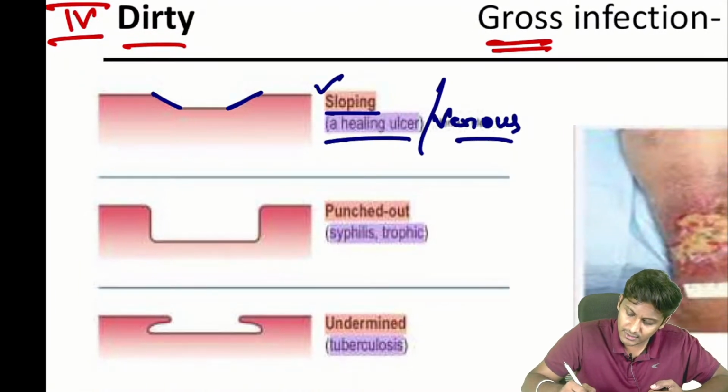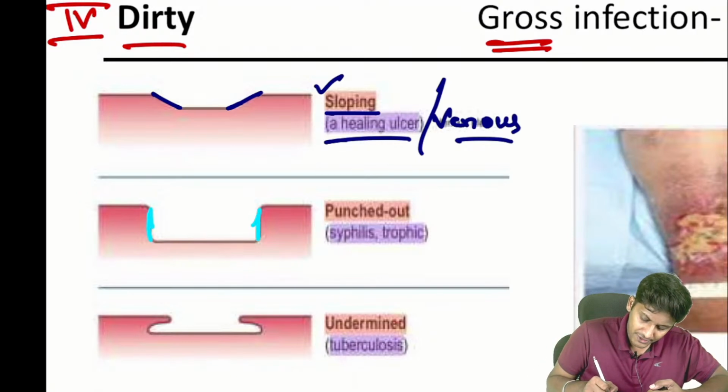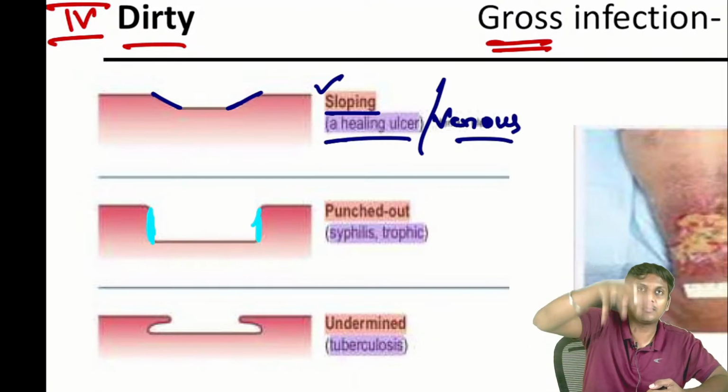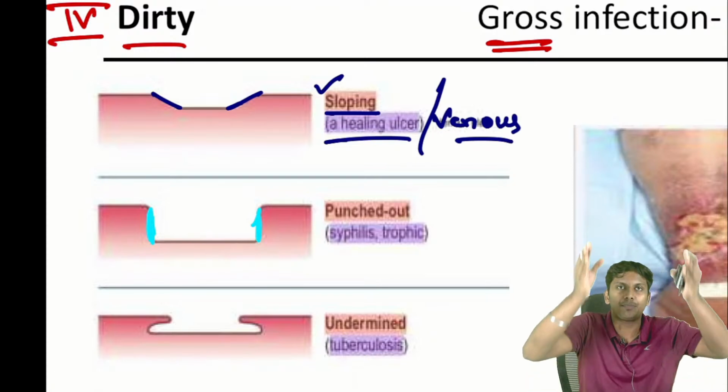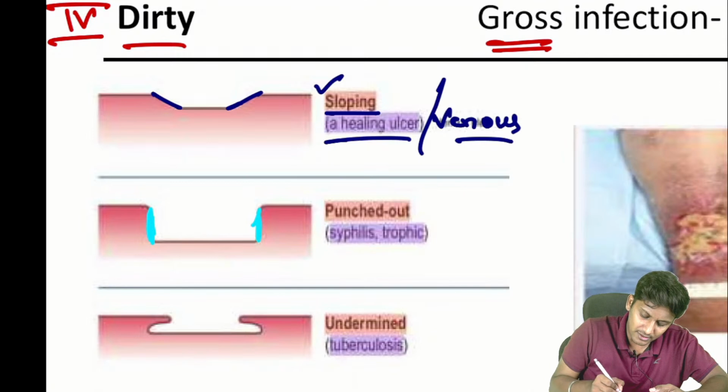The next one which is there that you have to remember, it is the punched out margins. ऐसा लग रहा है ना, punching machine से किसी ने punch कर दिया है. So definitely this ulcer is actually having a straight or a punched out margins. So punched out margins जो होते हैं बच्चे, they are usually seen in three types of ulcer.